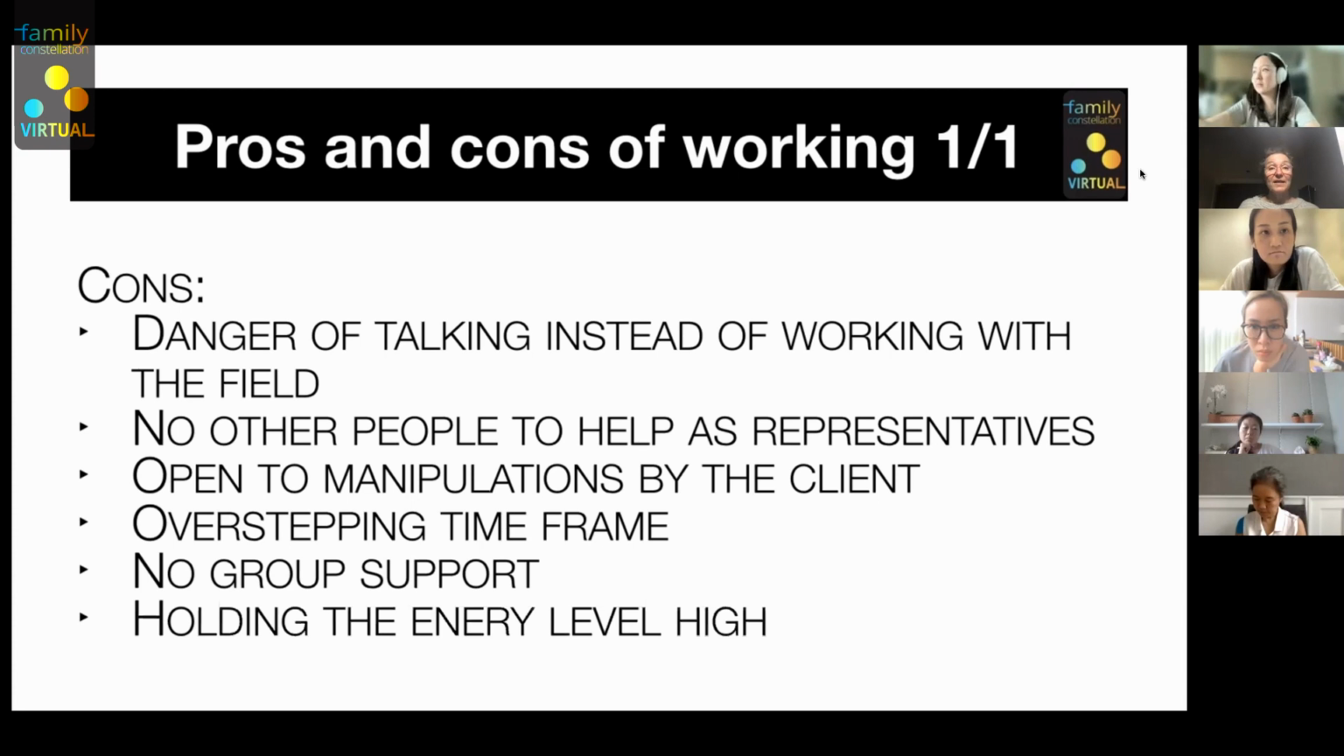When you are facilitating in one-on-one sessions, you will hold the energy high. I'm just saying that you need to be aware that you don't have any support, so you are the one who holds the energy high. Your client definitely not, because otherwise he wouldn't need you, because the energy of your client would be lower, because he's in a state of need of help.